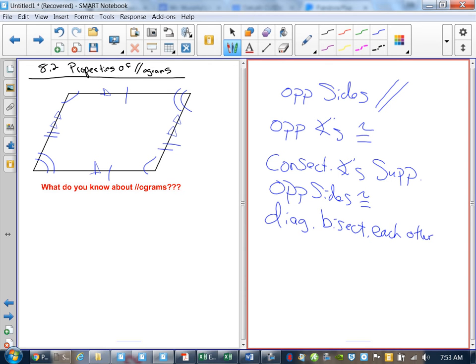Okay. So basically, with those basic properties, everything is written. With all those basic properties, no matter what, every other successive parallelogram, if you will, all has the same thing.